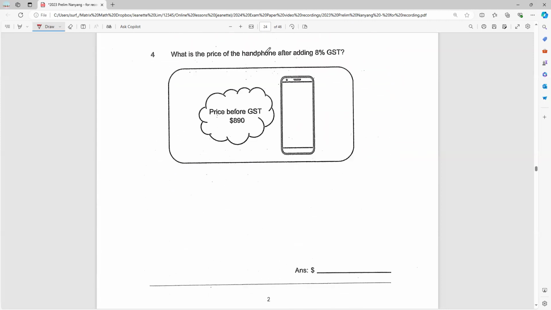Question 4, what is the price of the handphone after adding 8% GST? Now, before GST is $809. So anything before GST, we'll treat it as 100%. Then the price of the handphone after adding GST is 108%. So instead of finding just 1%, we divide by 100. So we'll take 809 divide by 100 times 108, to get the answer straight away.